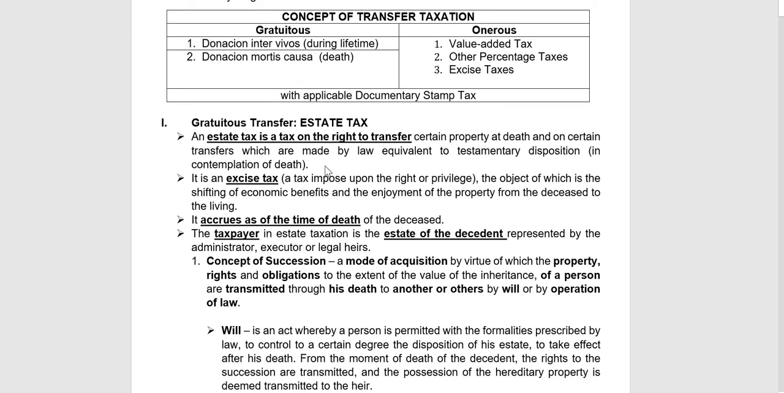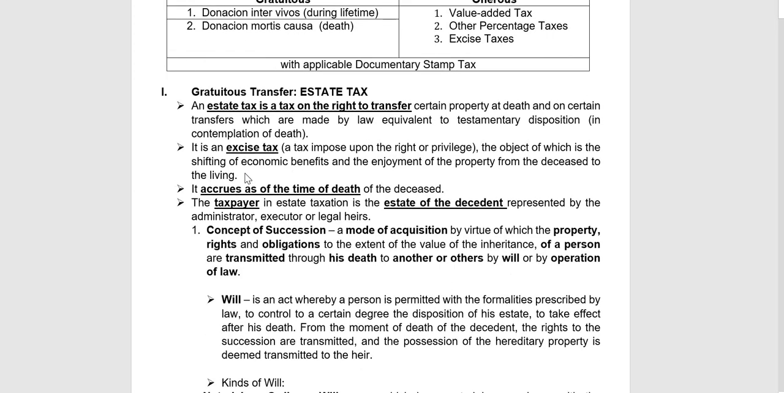Estate tax is a tax on the right to transfer. Take note that estate tax is not a property tax. It is a tax on our right to transfer certain property at death and on certain transfers which are made by law equivalent to testamentary disposition or in contemplation of death. Take note that estate tax is an excise tax, because it is imposed upon the right or privilege.